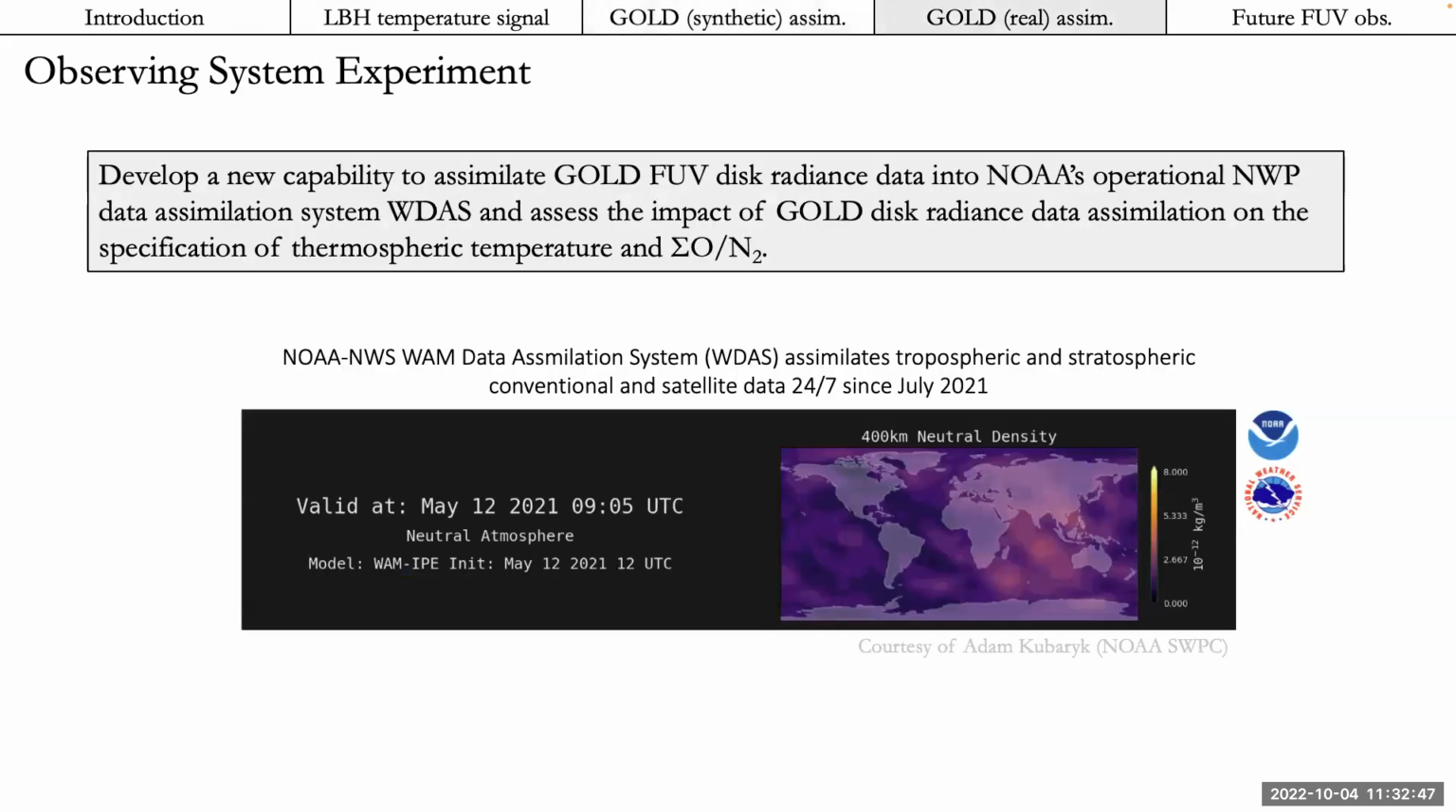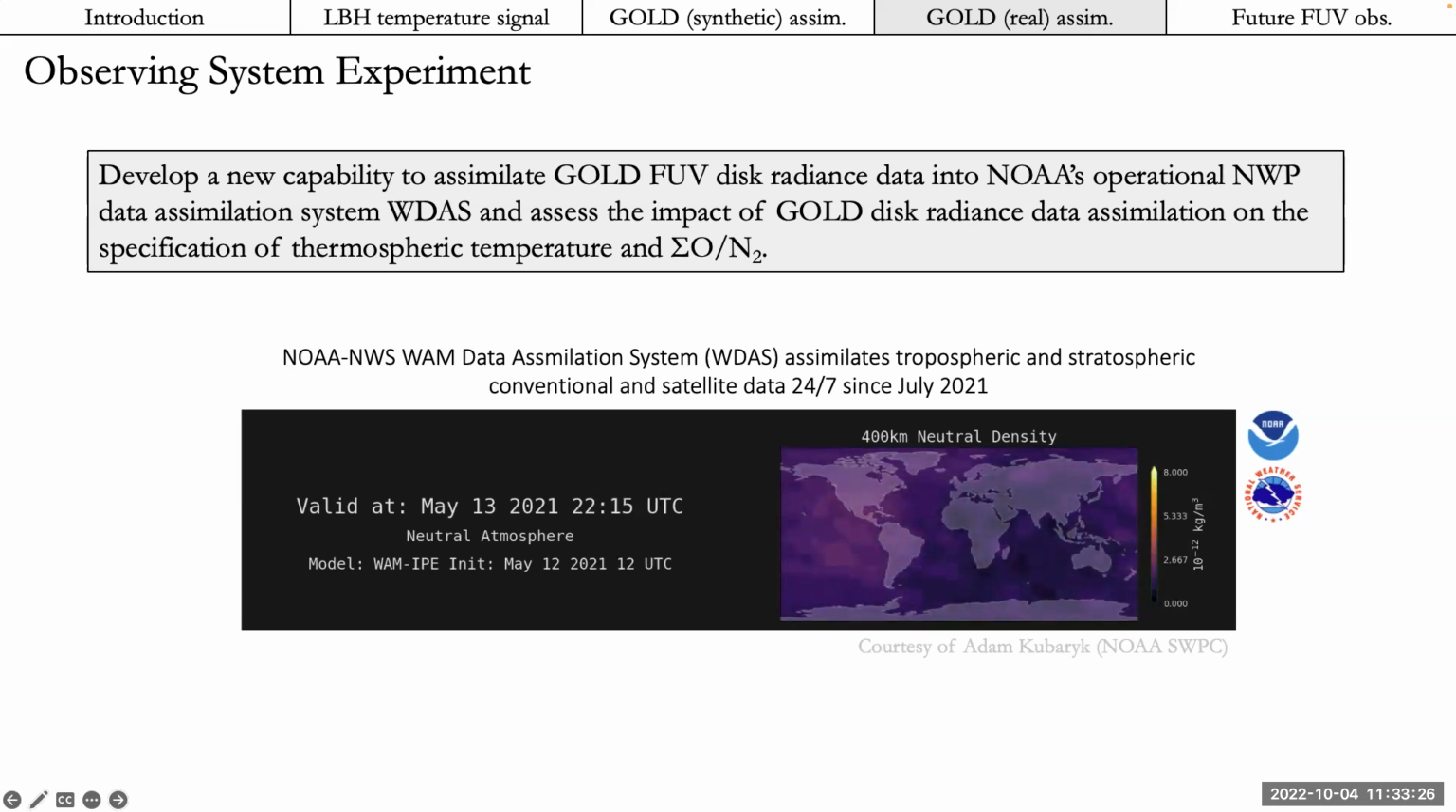Okay, so now moving on to the next set of experiments that builds off these previous results. The goal now is to develop a new capability to assimilate GOLD disk radiance data into NOAA's Whole Atmosphere Model Data Assimilation System, or WDAS, and then assess the impact on the specification. In this case, not only on temperature but also composition. And the figure is providing just an example of WDAS predicted densities at 400 kilometers altitude over a few day period in May 2021.